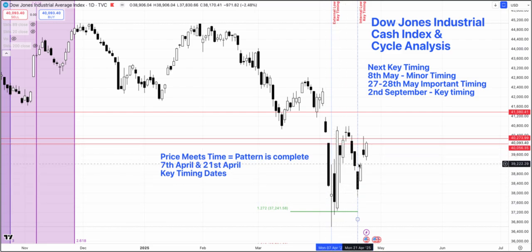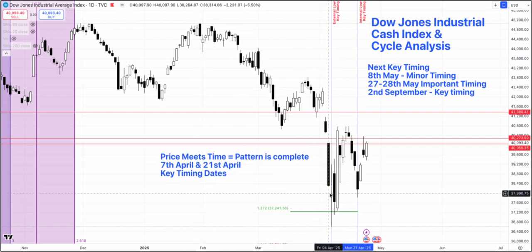And then another really important timing also came in on the 21st of April, and we are seeing a nice rebound in the market. This is of course the Dow Jones Industrial Average, and the S&P 500 is a little bit stronger, and so is the Nasdaq 100. So in my opinion, what we have seen is a really important low occur right here.